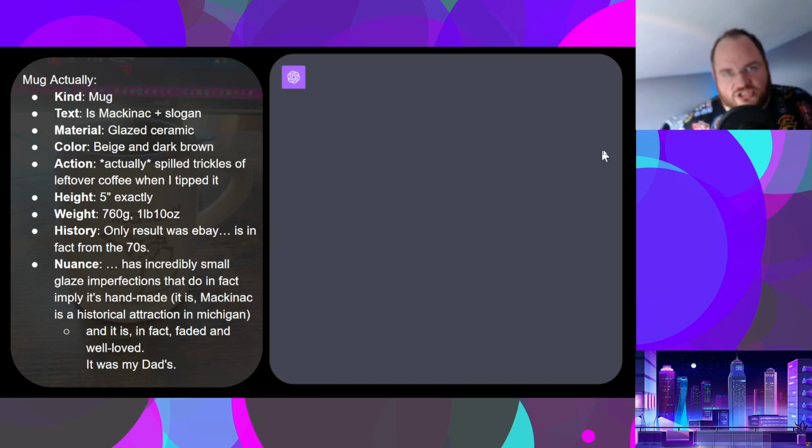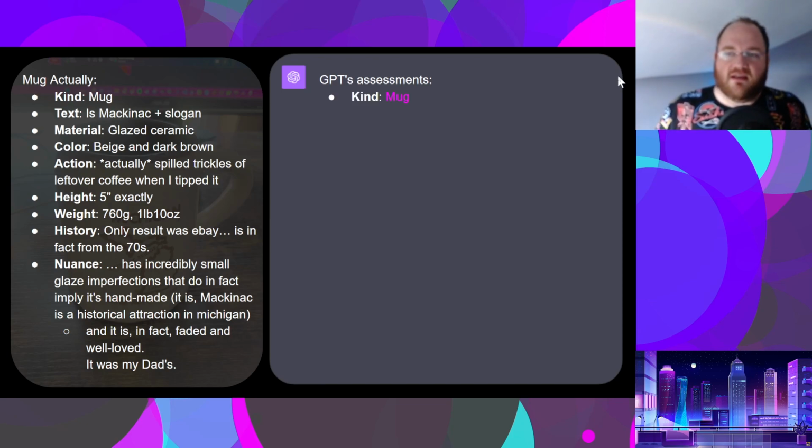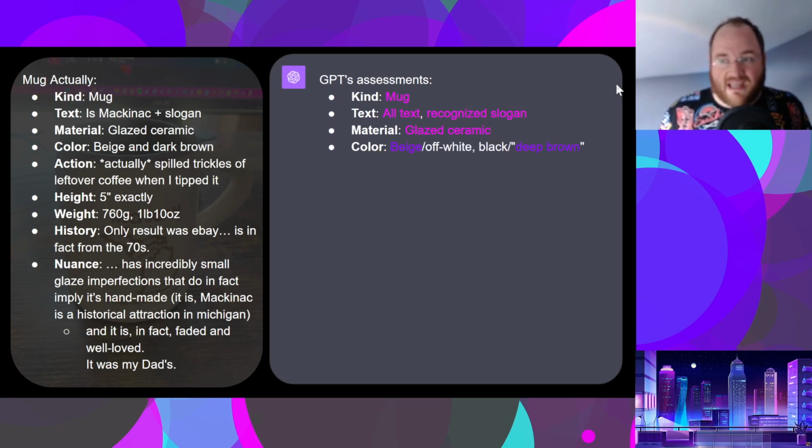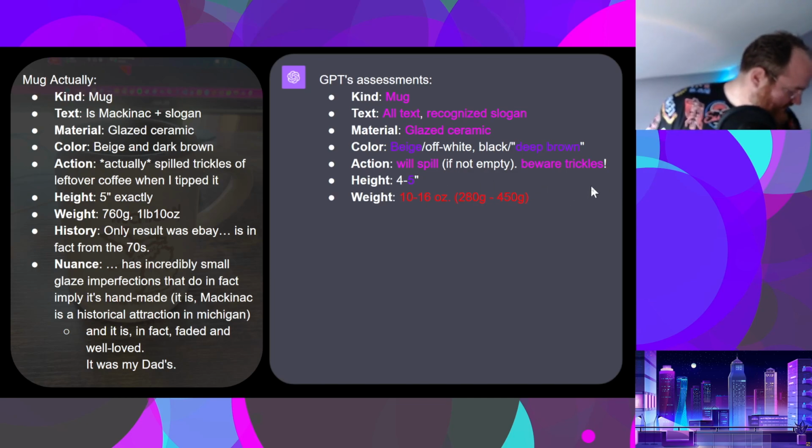So, let's check our score sheet. The assessments, again, that GPT made about this mug. It is a mug. It got all the text and it recognized the slogan. It is glazed ceramic. It is beige and deep brown, I'll give it credit for. I put these in a different color because it covered its bases a little, just to be slightly conservative there. Action, it will spill if it's not empty, and it was right, the trickles do come out. It was exactly 5 inches, so it guessed 4 to 5. It was off by a lot on the weight, but hey, it's a tricky mug to assess.